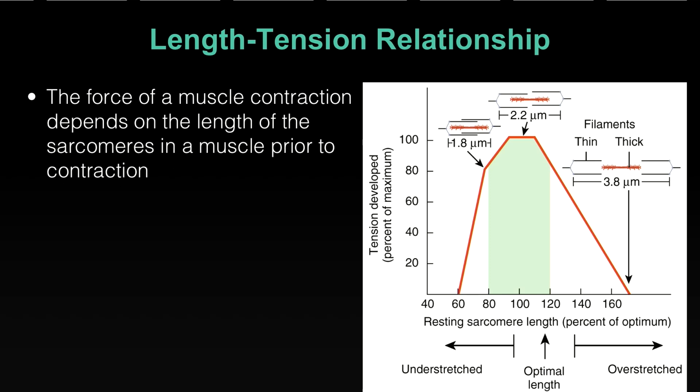So in a resting state or a stretched state, there's very little overlap. Somewhere in the middle, there's some overlap, and near the end, there's full overlap. And the amount of overlap generally correlates with the force that can be produced. So the force of a muscle contraction depends on the length of the sarcomeres prior to and during contraction. The force can change throughout contraction.